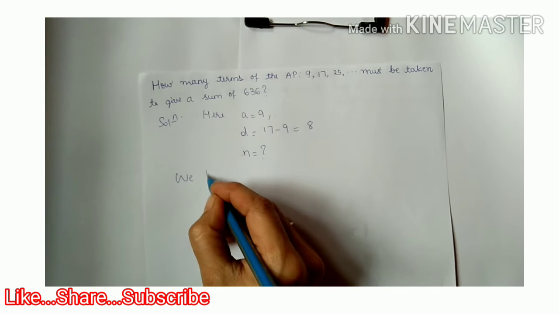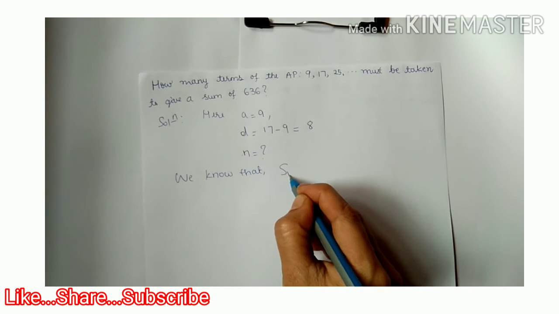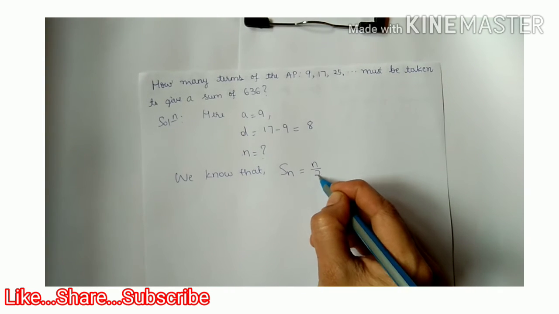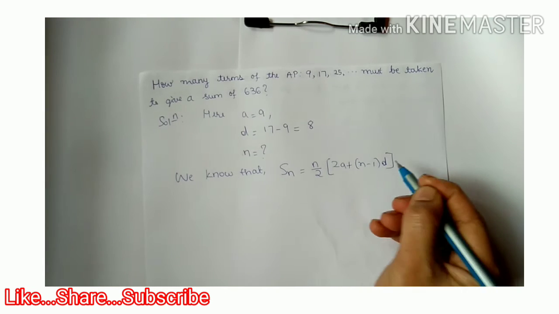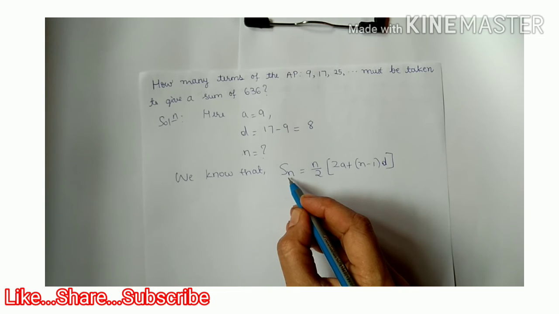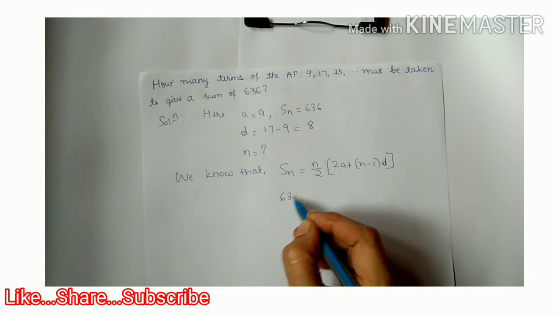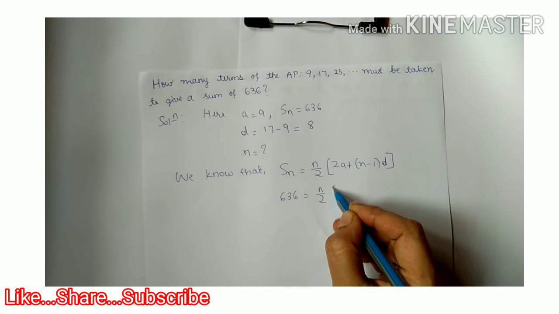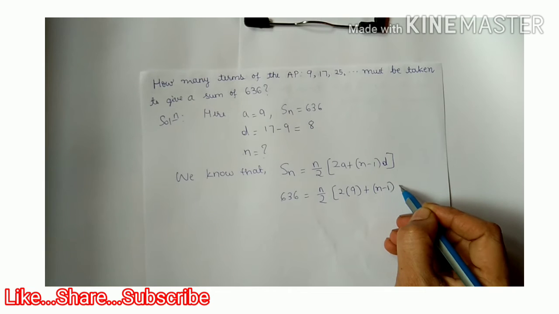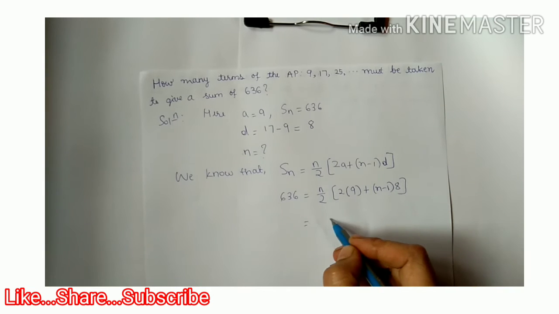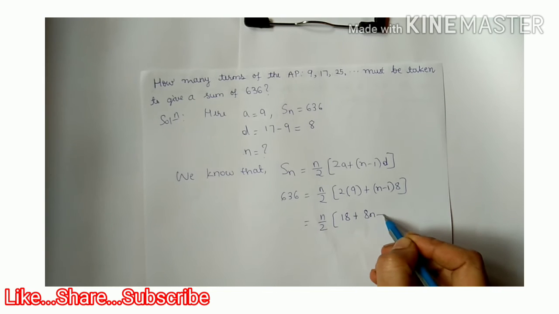We know that Sn, the sum of first n terms, is n by 2 into 2a plus n minus 1 into d. Here Sn is given, Sn is equal to 636. 636 is equal to n by 2, 2 into a, 9, plus n minus 1 into d, 8. n by 2, 2 nines are 18 plus 8n minus 8.